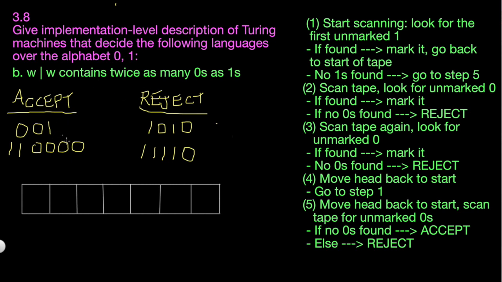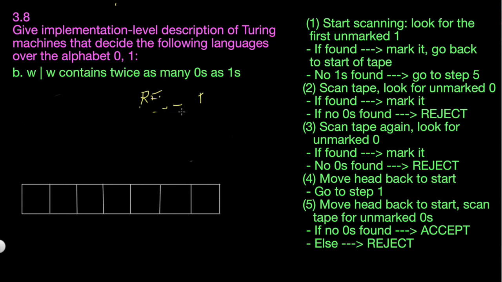All right. So for this example, we'll go simple. So we'll use the string 001. Let me erase this for now. Okay. So let's write that down in here. We've got our string 001 and the pound sign. All right. And we'll start our head right here.